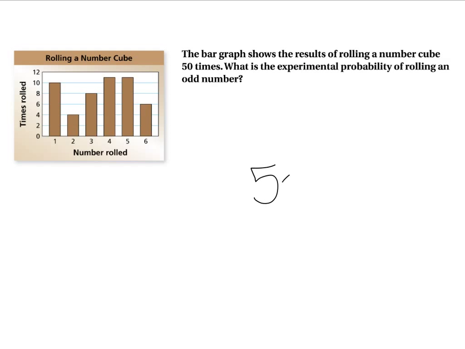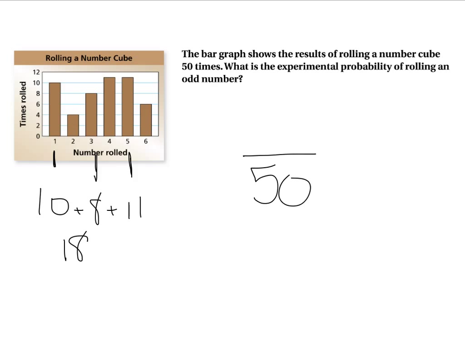So 50 is my total number of rolls. We have 10, we have 8, and we have 11, that looks like. So I need to add all of those together. 10 and 8 is 18, plus 11 is going to get me 29. So what is the experimental probability of rolling an odd number? 29 times out of 50 we got an odd number.